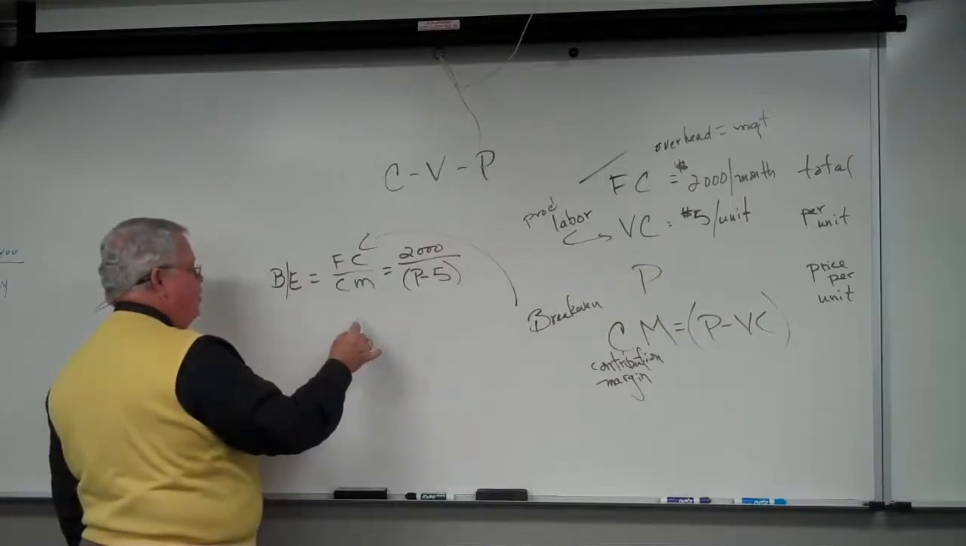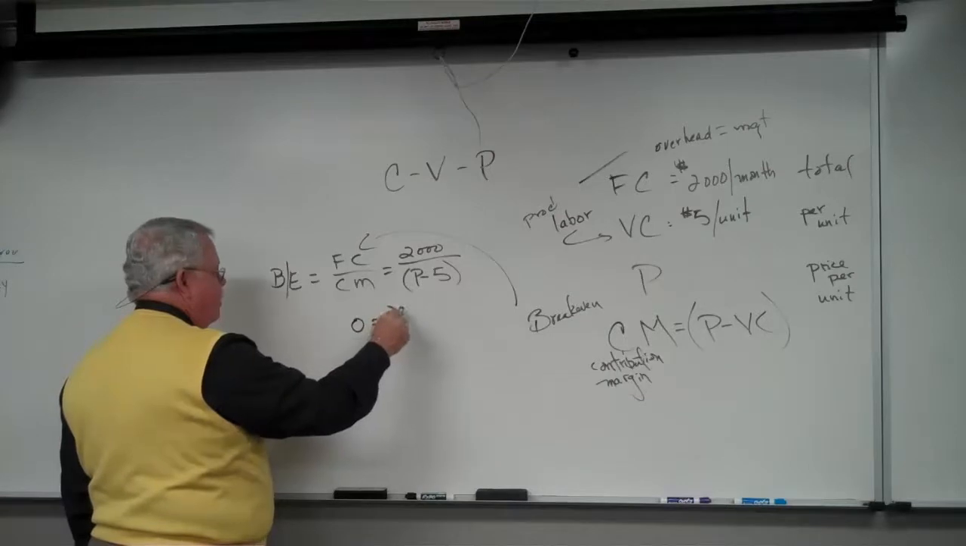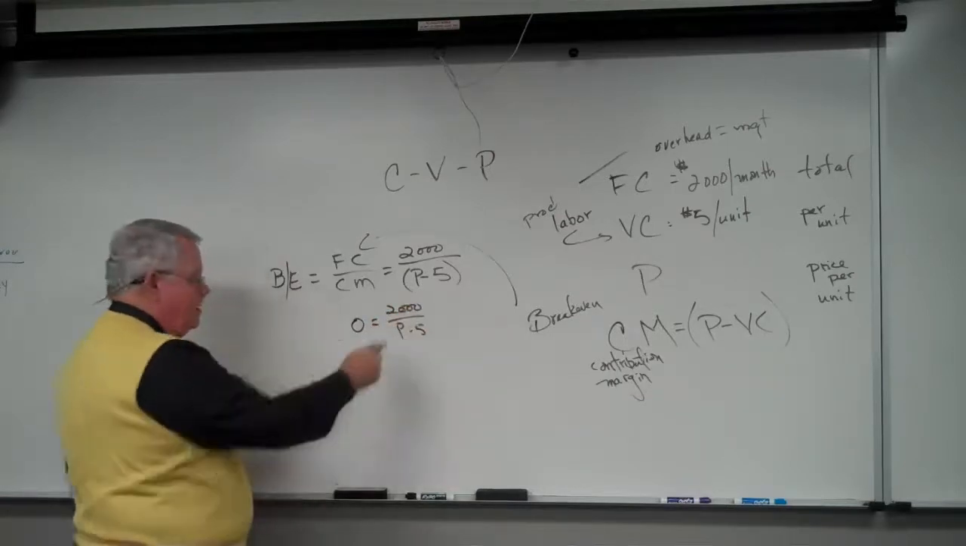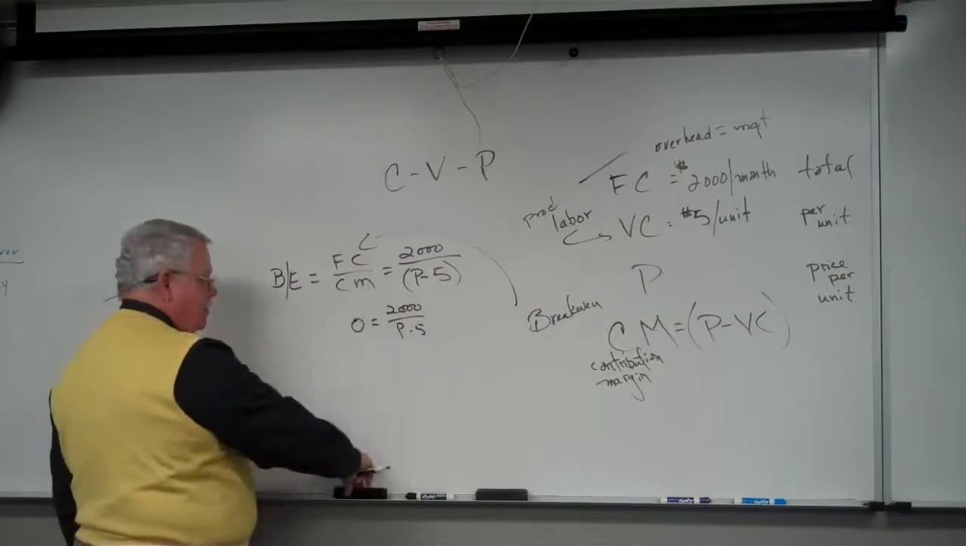So how would you tell me to set this up? 0 equals 2,000 over P minus 5. What do you got? You can only do division, or add, or multiplication. If you multiply that times 0, you get 0, that's not going to work.